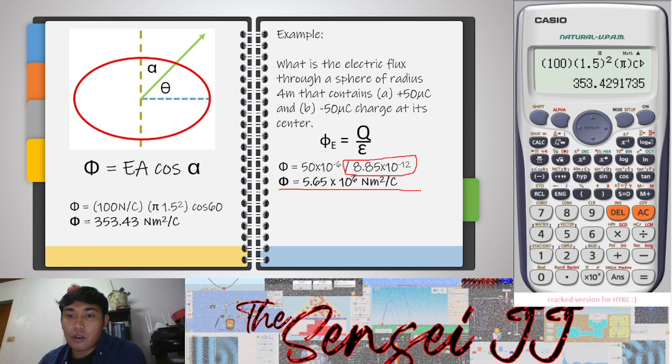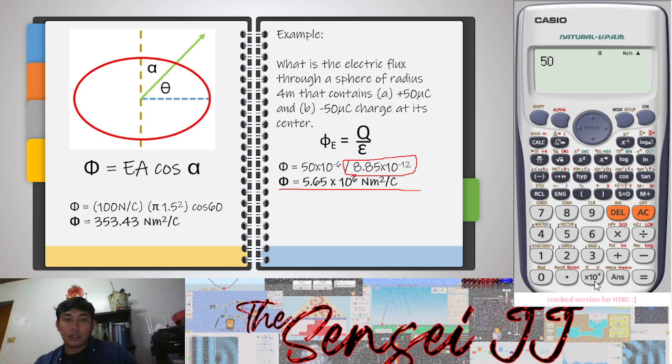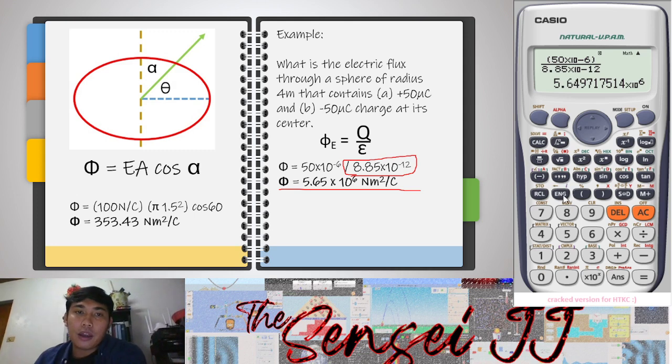We will be having an answer of 5.65 times 10 raised to 6 Newton square meter per coulomb. So 50 times 10 raised to negative 6 all over 8.85 times 10 raised to negative 12. So yeah, that is our 5.65 times 10 raised to 6 Newton square meter per coulomb. So that is for the A.